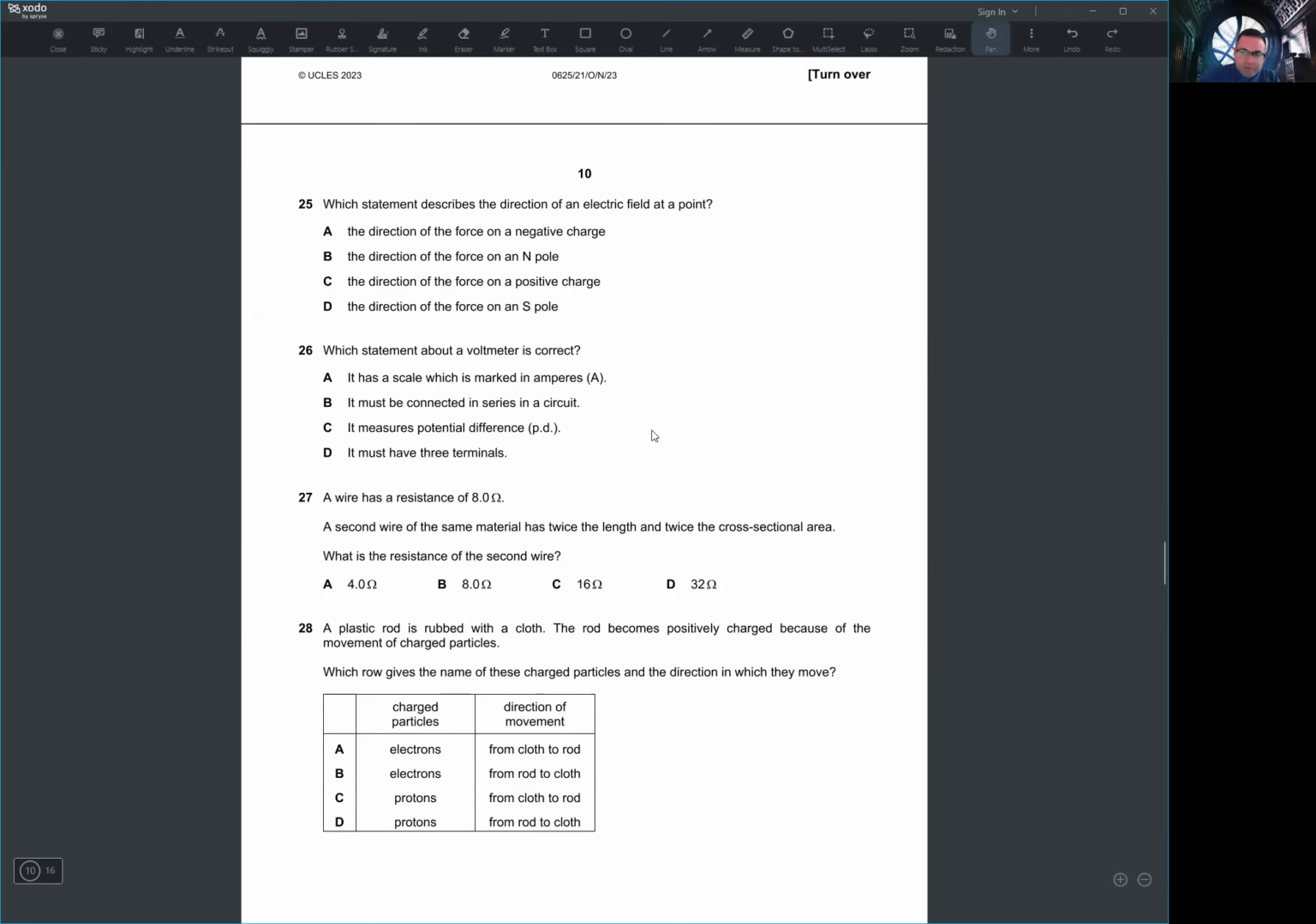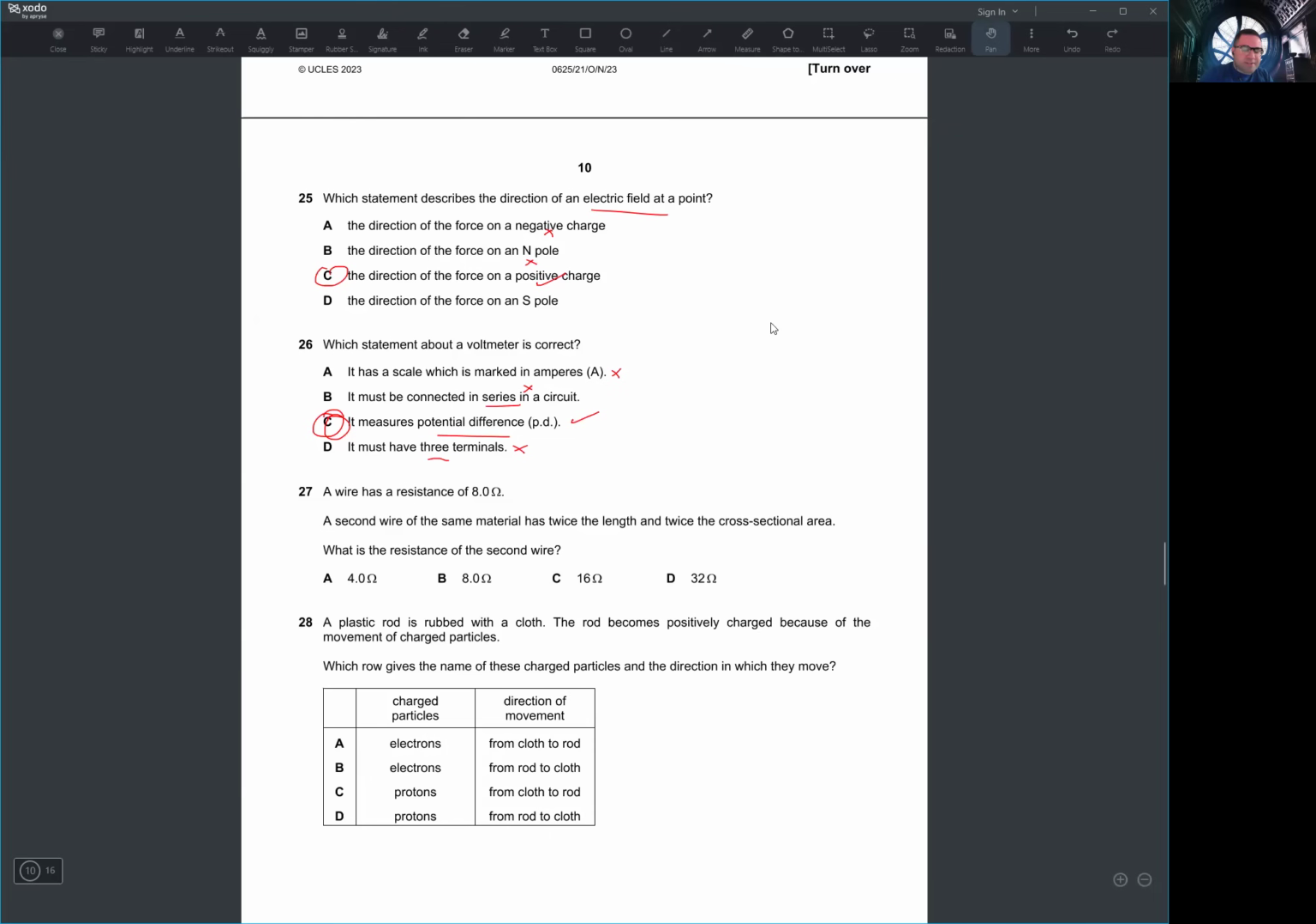Which statement describes the direction of the electric field at a point? The electric field at a point is the direction of the force on a positive particle in that field, or on a positive charge. A definition that I remember, memorized. So the direction of the force on a negative? No. Positive, yes. Which statement about a voltmeter is correct? It has a scale marked in amperes? No. In series? No. Measures potential difference? Yes, that's voltage. It has three terminals? No. So C.